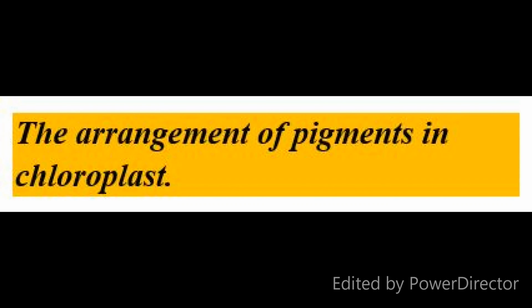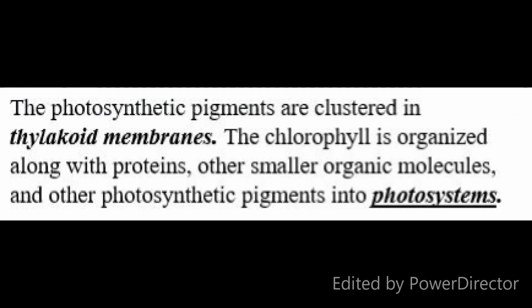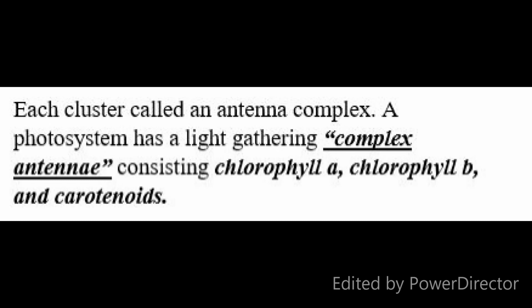The arrangement of pigments in chloroplasts. The photosynthetic pigments are clustered in thylakoid membranes. The chlorophyll is organized along with proteins, other smaller organic molecules, and other photosynthetic pigments into photosystems. Each cluster is called an antenna complex. A photosystem has a light-gathering antenna complex consisting of chlorophyll a, chlorophyll b, and carotenoids.